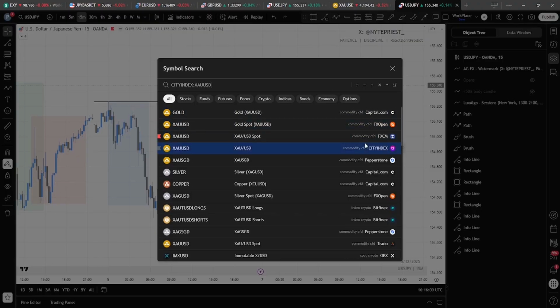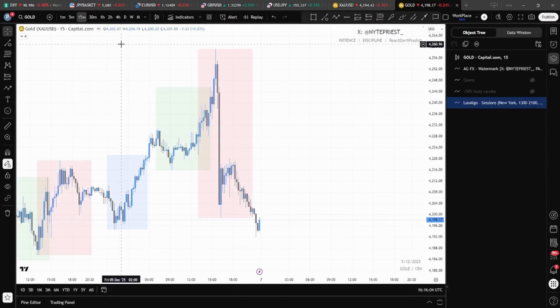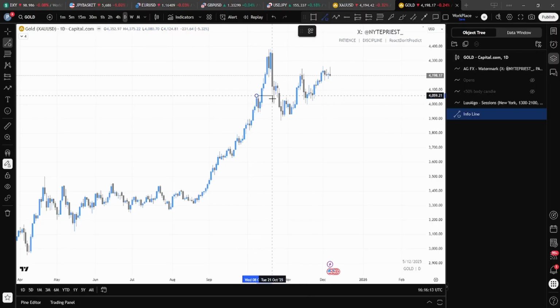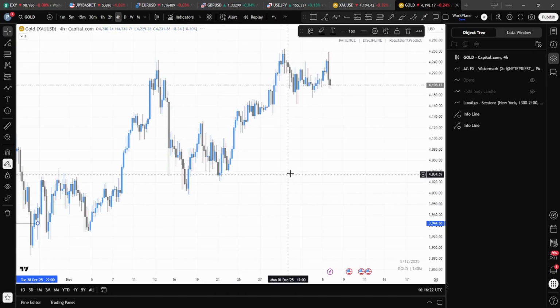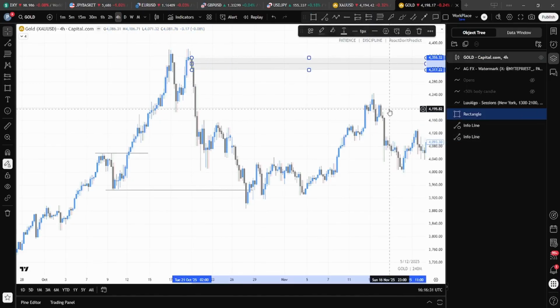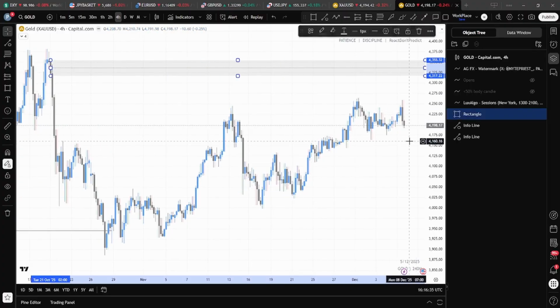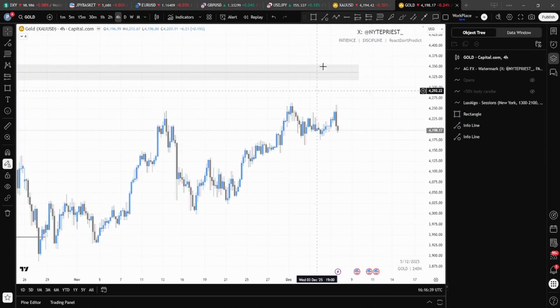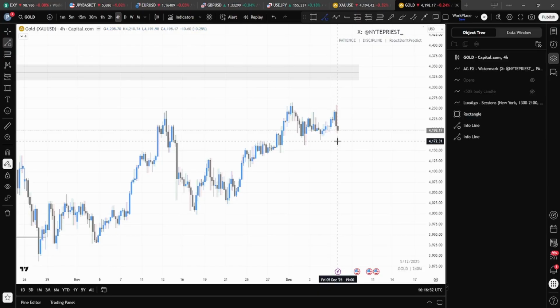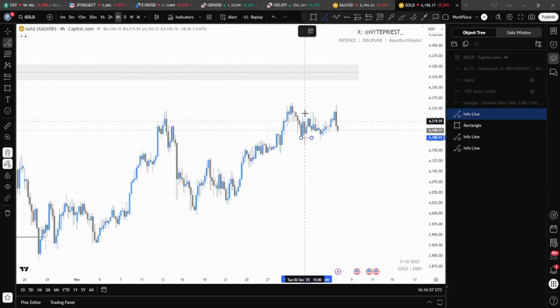So on gold, this is our 4-hour break of structure, and then we have a 4-hour break of structure to the downside here on gold. Okay, so we have this. We have this here. Okay, and as you can see, we have this break of structure to the upside on gold. Okay, so let's mark the structure well. So we had this to the downside, this to the upside, and then another break of structure to the upside.